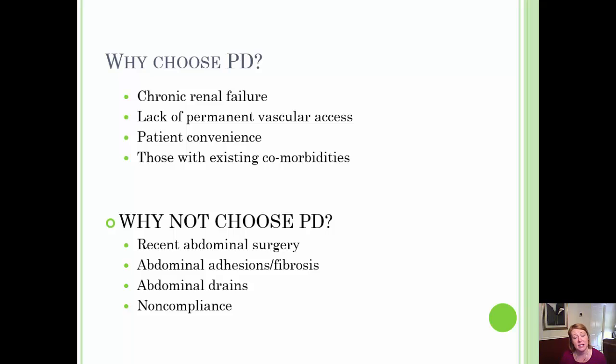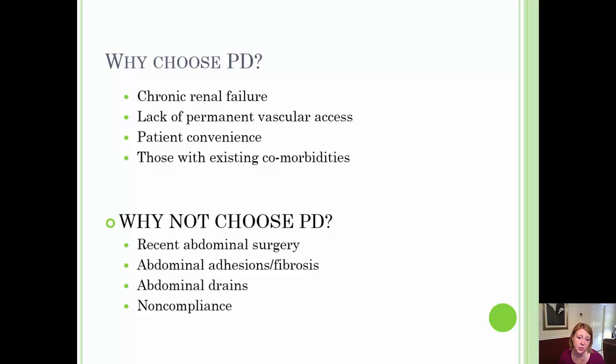If someone's had a laparoscopic cholecystectomy in the last month or couple of months, you would want to not offer this type of treatment because the wounds and incisions inside the peritoneal cavity need to have time to heal. You also wouldn't want to offer this type of treatment to someone who has had abdominal adhesions or some type of fibrosis of tissues within the peritoneal cavity.